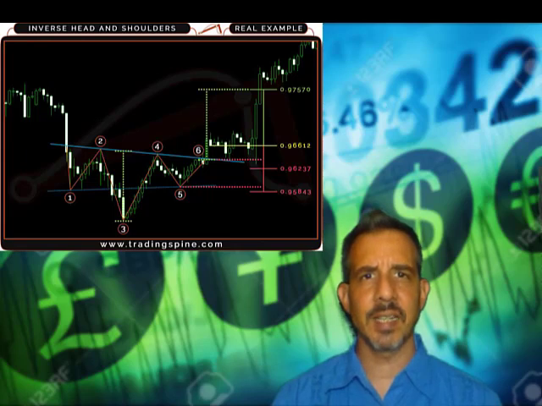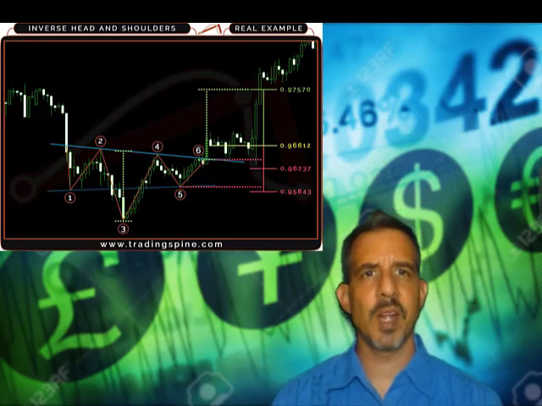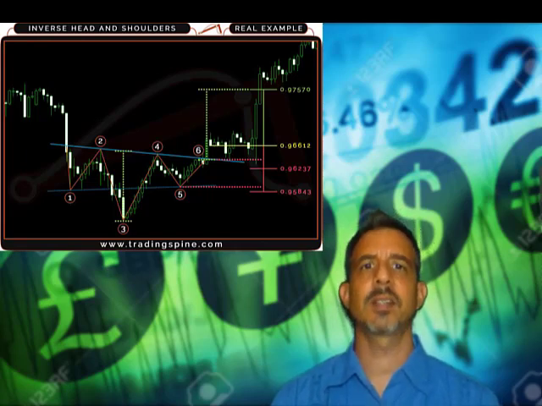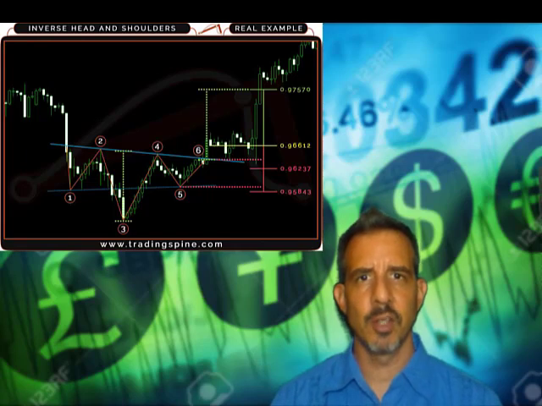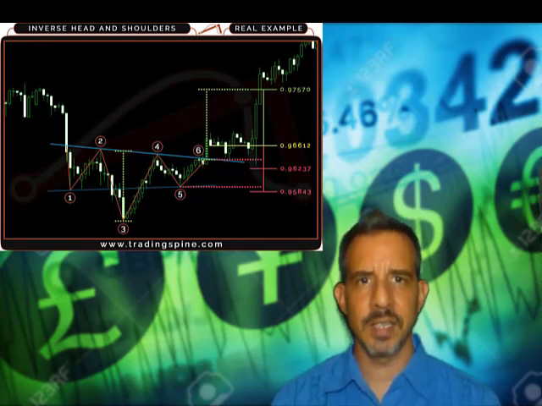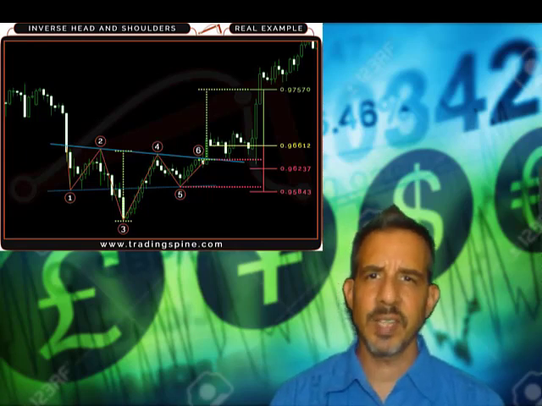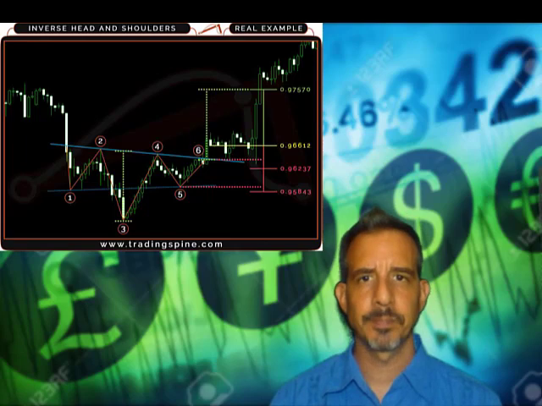Pattern retested the neckline twice, and the second retest almost hit SL1. This pattern's duration and pivot range is much less than what is common for an inverse head and shoulders, making it more vulnerable to higher than usual market volatility. An example of that is how close the second retest came to hitting SL1.